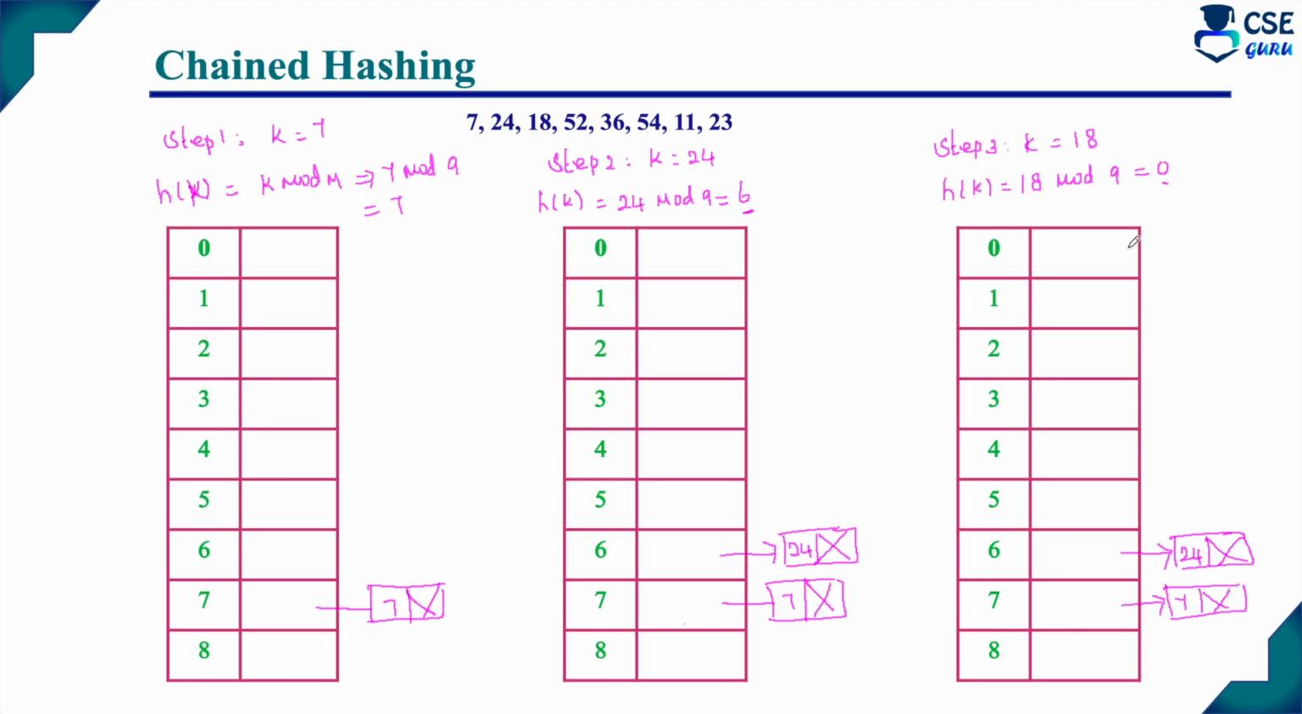Now in the 0th memory location, place the element 9. Now the third element also, place the element 18. Okay, place the element 18. Step 3 is over. Next element we need to consider here is 52.